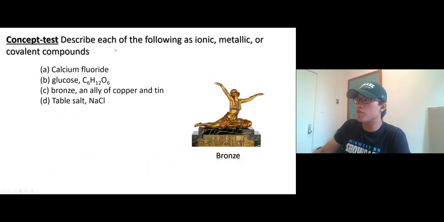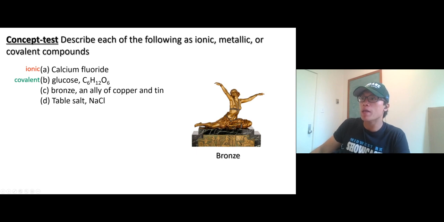All right, now a concept test real quick. Describe each of the following as an ionic, metallic, or covalent compound. Start with calcium fluoride. Well, calcium fluoride, we have a cation and an anion, so we call this an ionic compound. Glucose, C6H12O6, there's no metal in here, so it's totally a covalent compound.